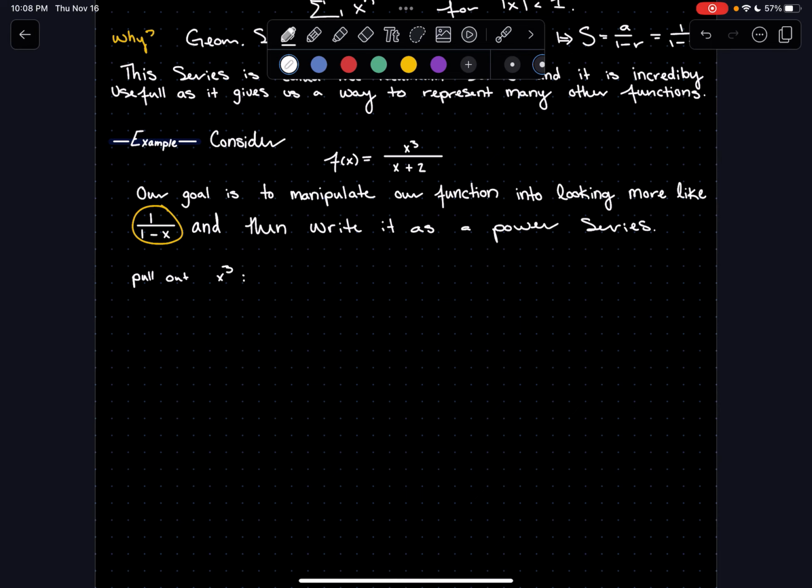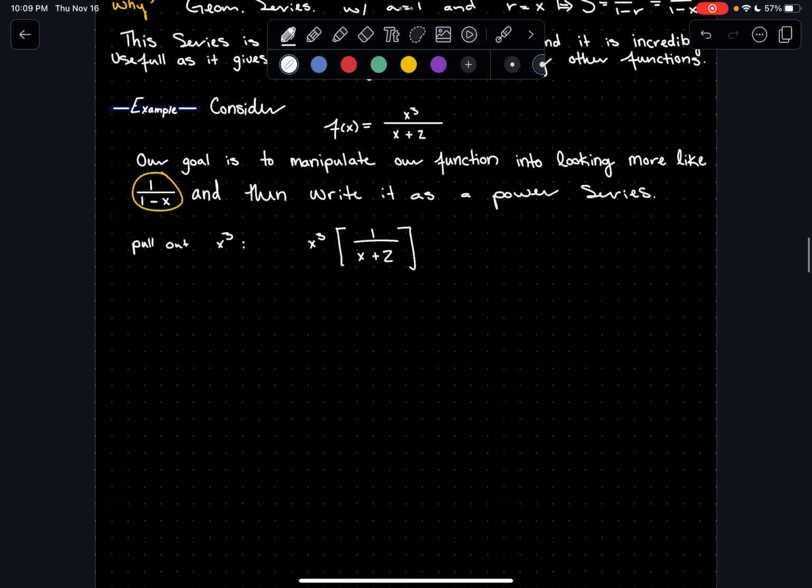Right? So I'm going to write this as x cubed times 1 over x plus 2. It doesn't really matter. I can flip this denominator around. So this is still equal to x cubed over, in our form, it's 1 minus something. So this is 1 over 2 plus x, just to get a little bit more in the form.